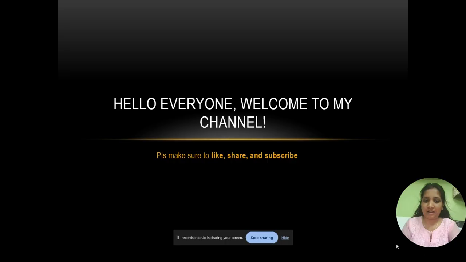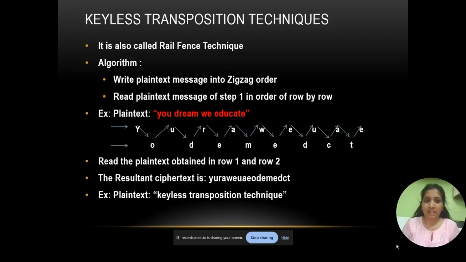So let's start with the first slide, that is keyless transposition techniques. It is also called the rail fence cipher. This is one of the simplest transposition techniques. So the algorithm steps are: firstly, we'll write the plain text in zigzag order, like a rail fence. Then read it row by row.